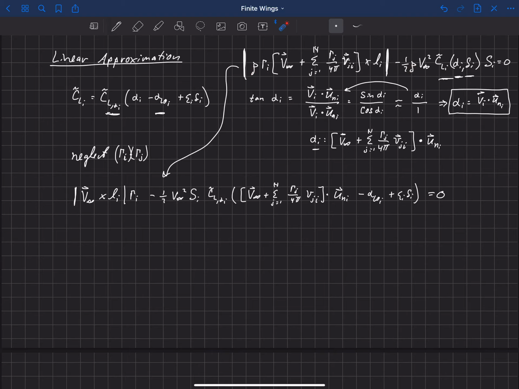Okay, so now let's split this up just a little bit more. I'm going to take this 1/2, just because I don't like carrying fractions around, and multiply everything by 2. So that will just put a 2 out in front of this term here. And so what we'll get is a 2 times v infinity cross li times gamma I.